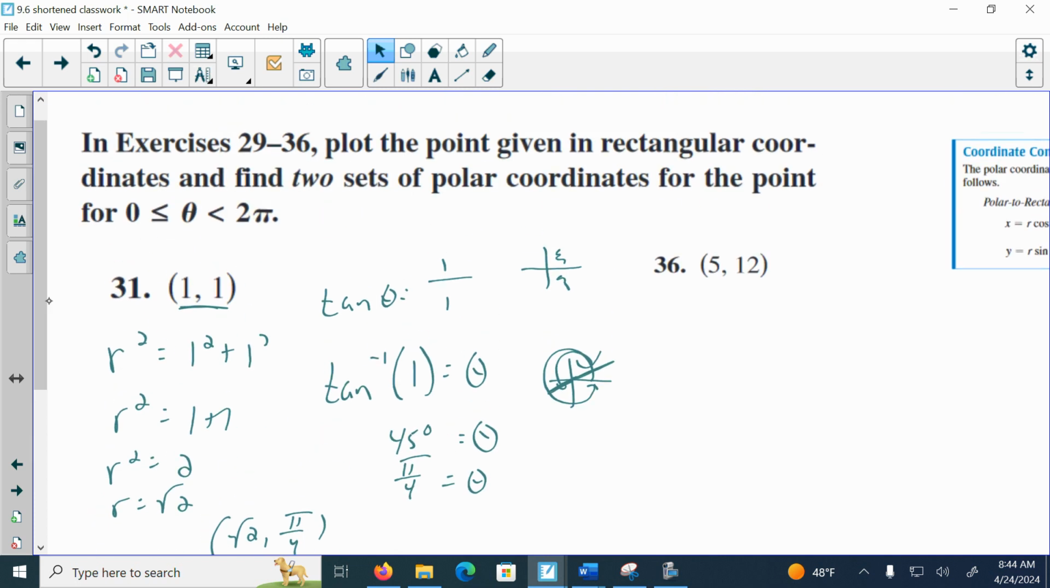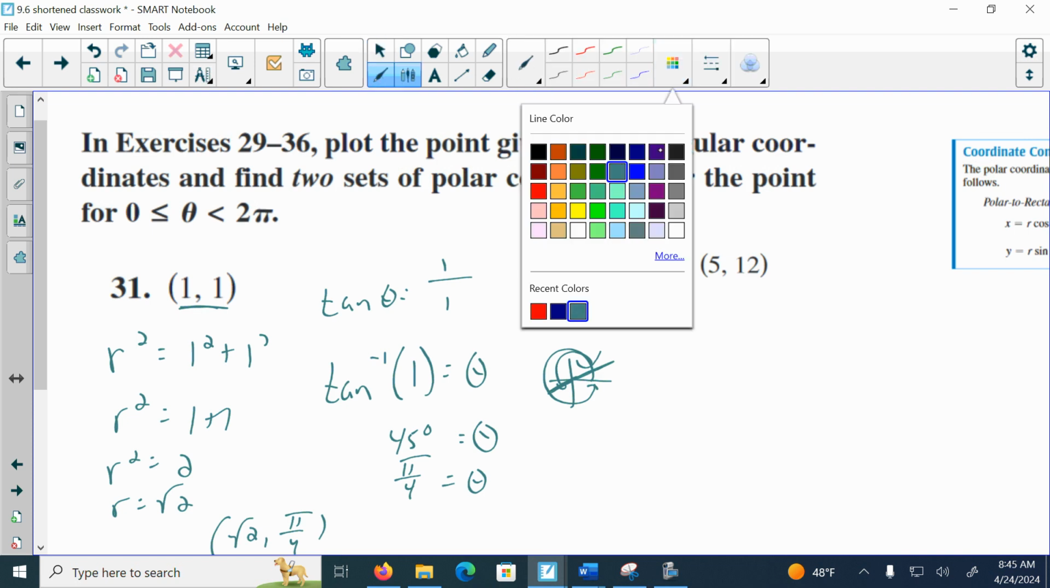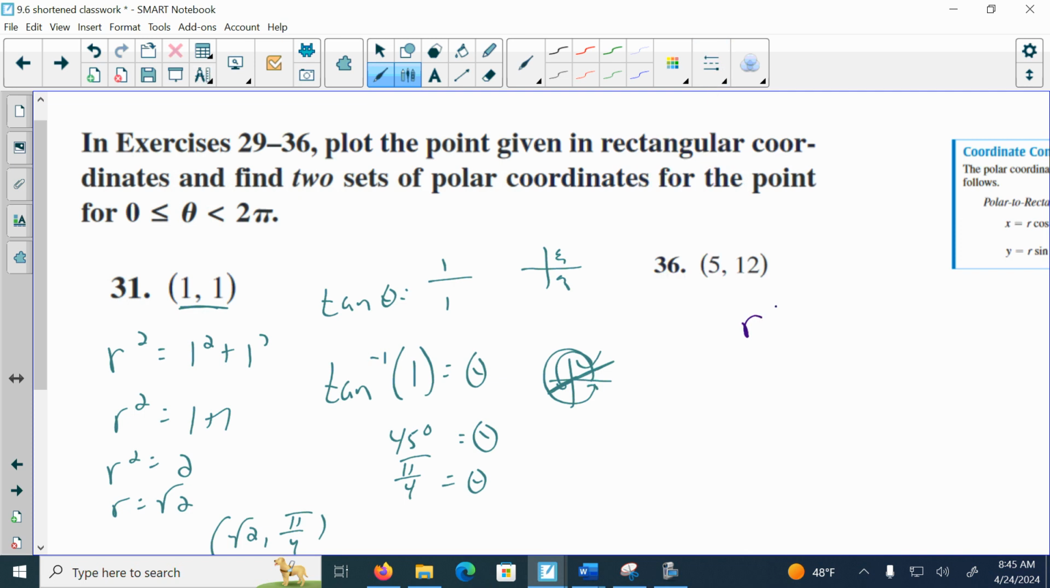Okay, let's do number 36. It's (5, 12). So the first thing I'm going to do is say r squared is equal to x squared plus y squared. So r squared is equal to 5 squared plus 12 squared. So r squared is equal to 25 plus 144. r squared is equal to 169, square root, and r is equal to 13.